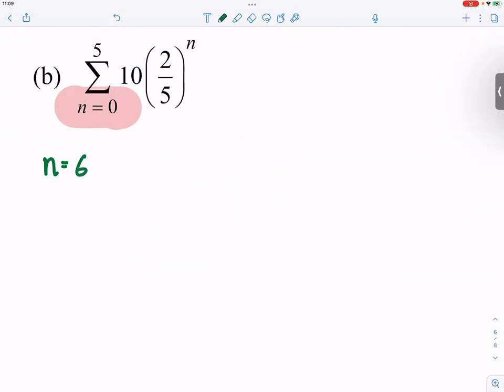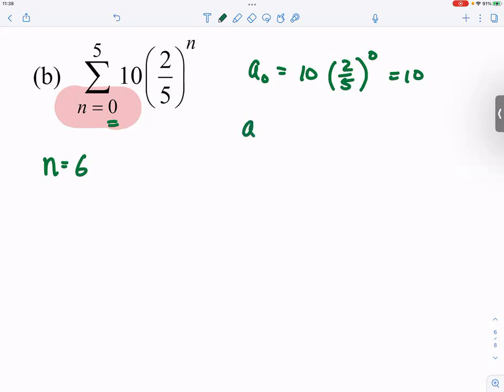In this case, N is equal to 6. This is where you have to be very careful. You find the first term. For the first term here, it will not be N equals 1. The first term would be N equals 0. If N equals 0, A0 would be 10 times 2/5 to the 0 power. Anything to the 0 power is just 1, so it's just 10. So the first term is 10.